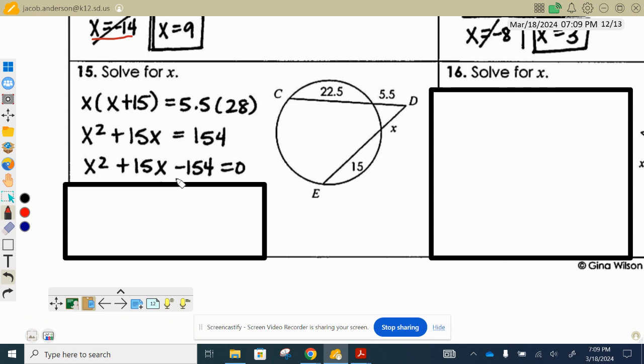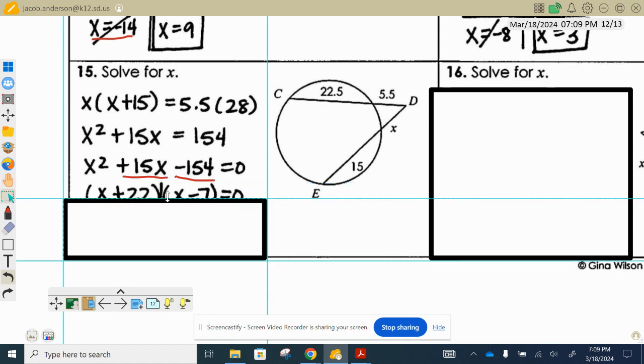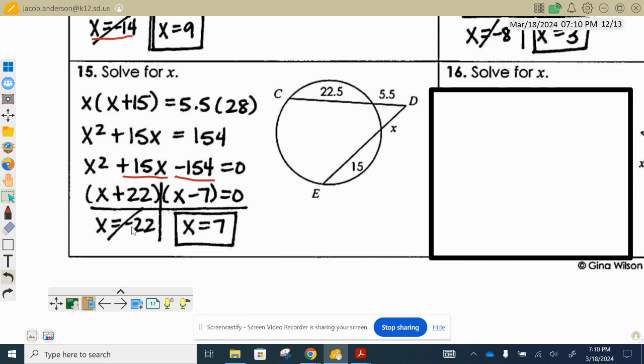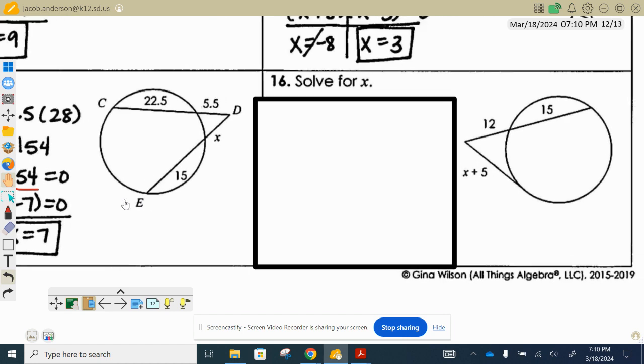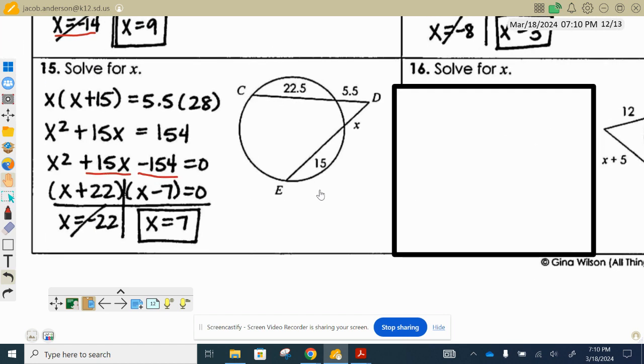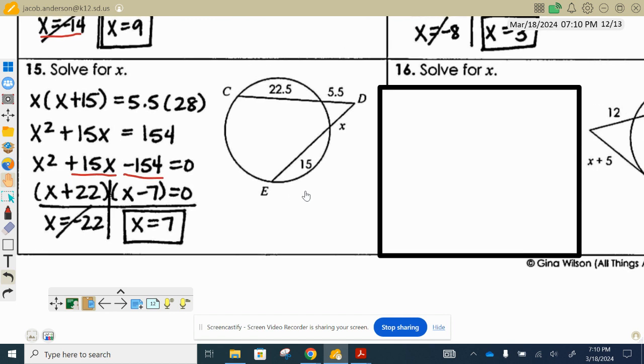But I'm looking for two numbers that multiply to give me negative 154 and add to get me 15. Those two numbers just happen to be 22 and -7, which means -22 and 7 are my solutions, which makes 7 the only possible answer. I'll go back to that really quick in case you didn't get that written down. If you need to pause to write that down, make sure you do that.